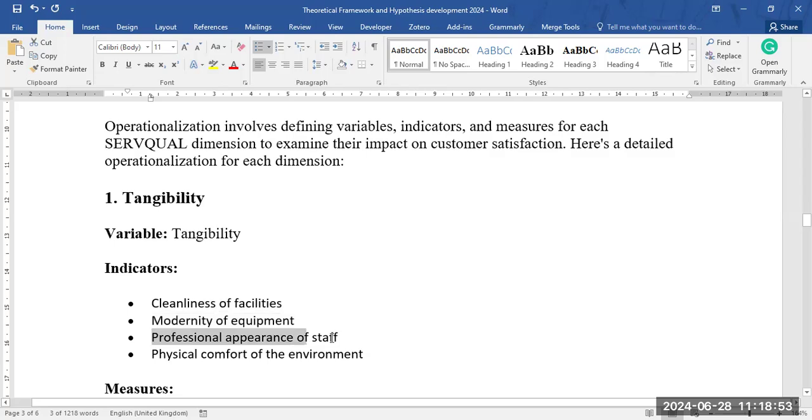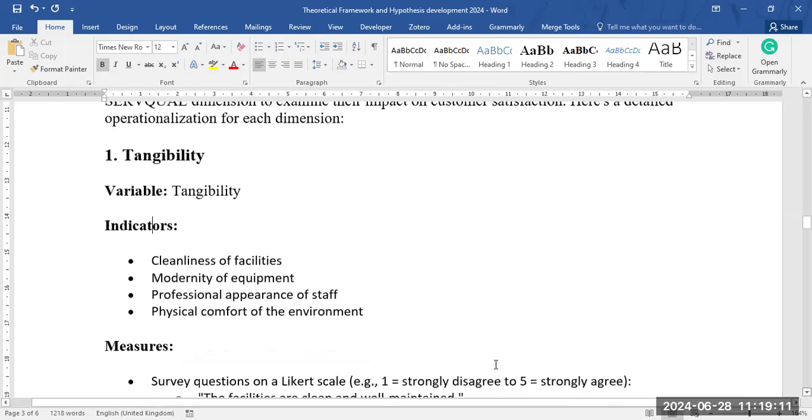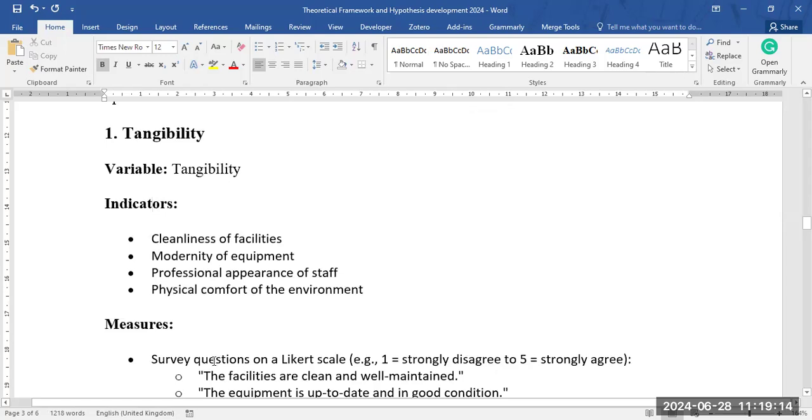Professional appearance of staff, their dress and behaviors, and physical comfort of the environment. What about the other interior and physical aspects of that environment? These are the variable indicators, now you can understand. Then how can we measure this? One example is survey questions on Likert scales.